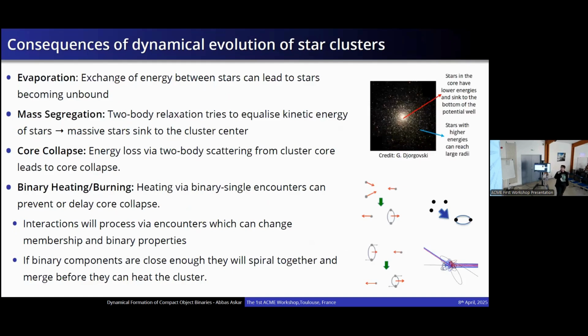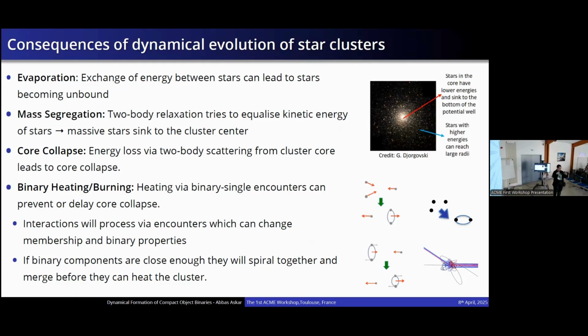Some of the consequences of two-body relaxation are that you can get evaporation: stars can exchange energies, which can lead to them becoming unbound. You could also get mass segregation, where two-body relaxation tries to equalize the kinetic energy, so more massive stars sink into the center of the cluster. This drives what is known as core collapse. The core can continue collapsing, but core collapse is halted through dynamical processes as well, mainly in the form of binary heating.